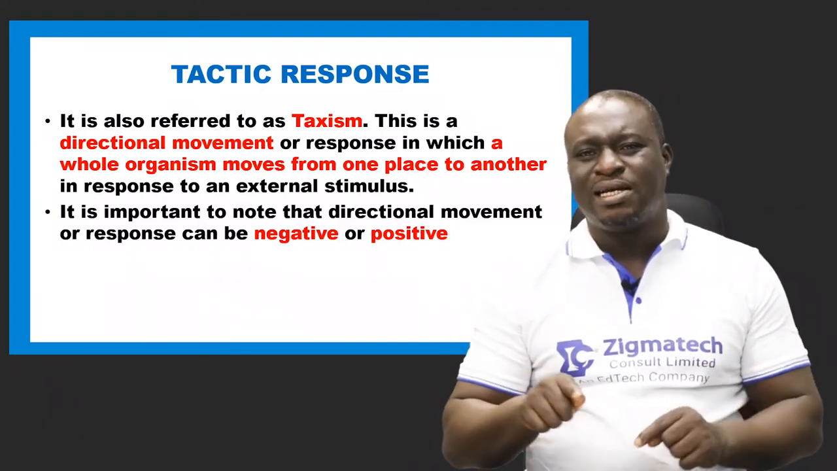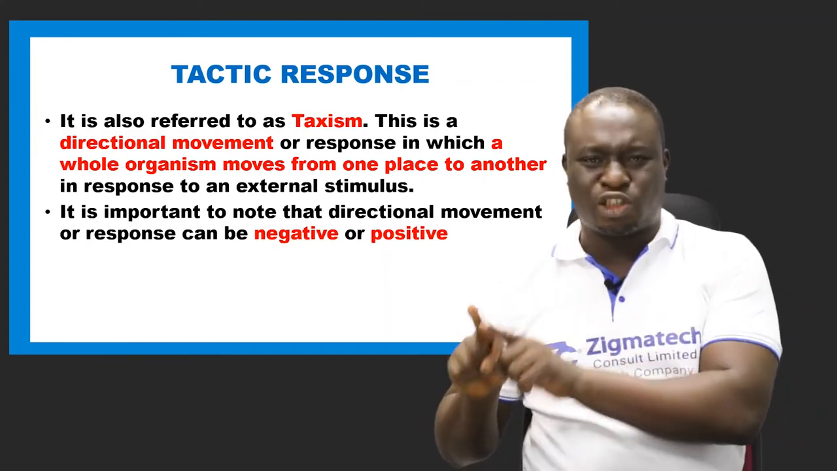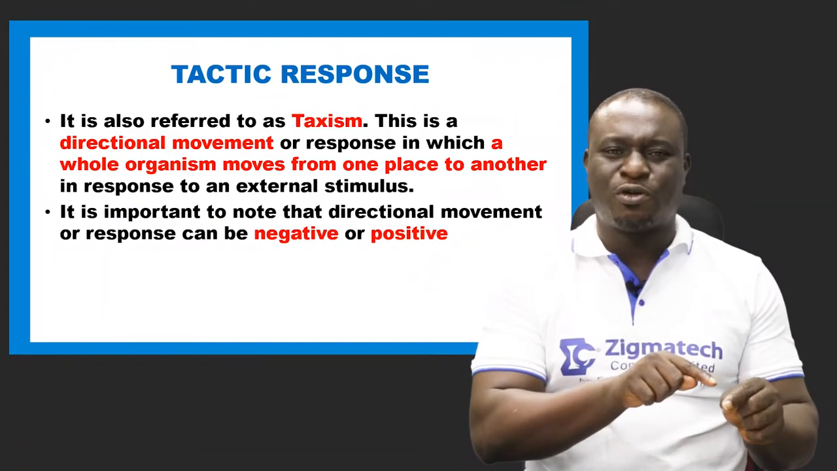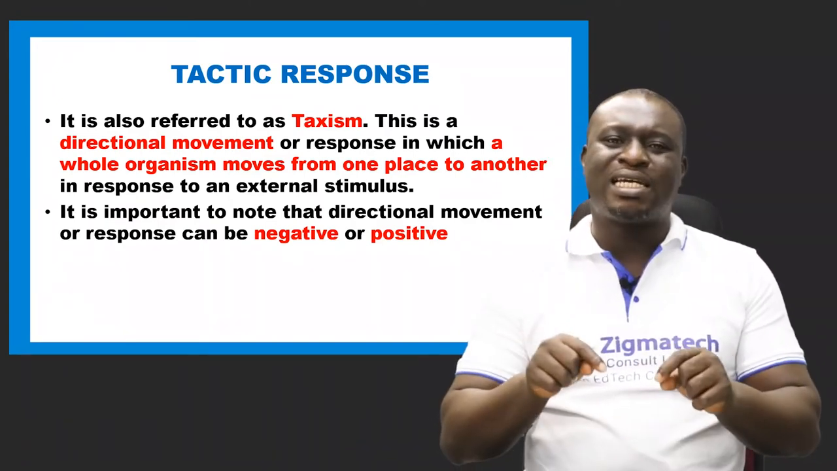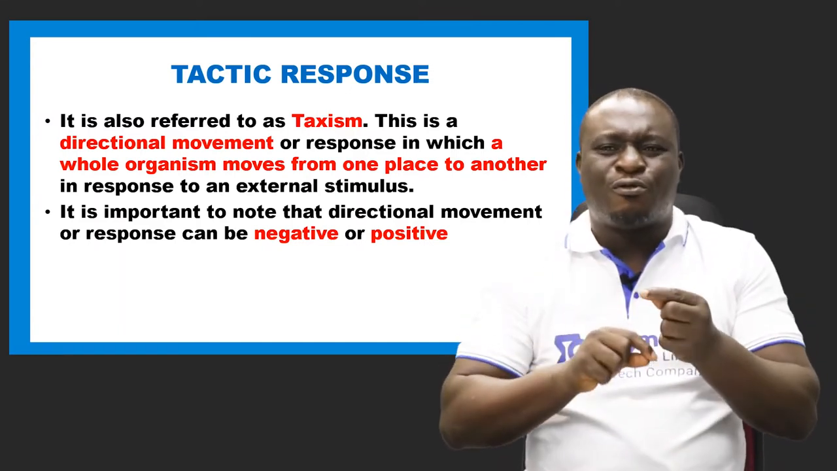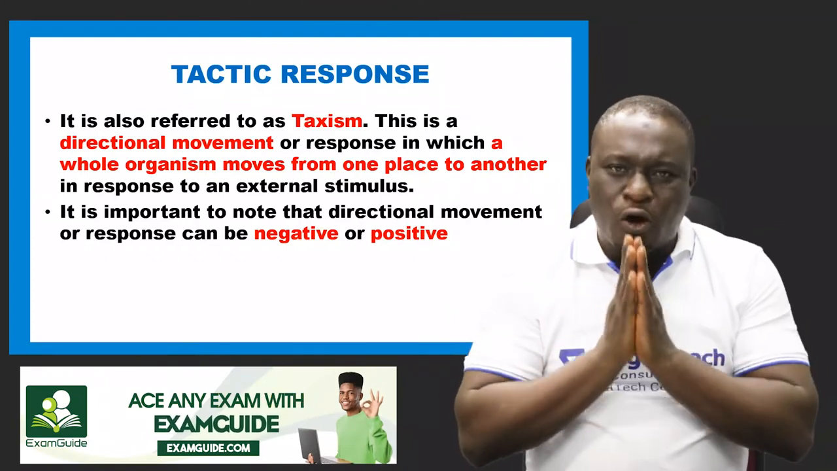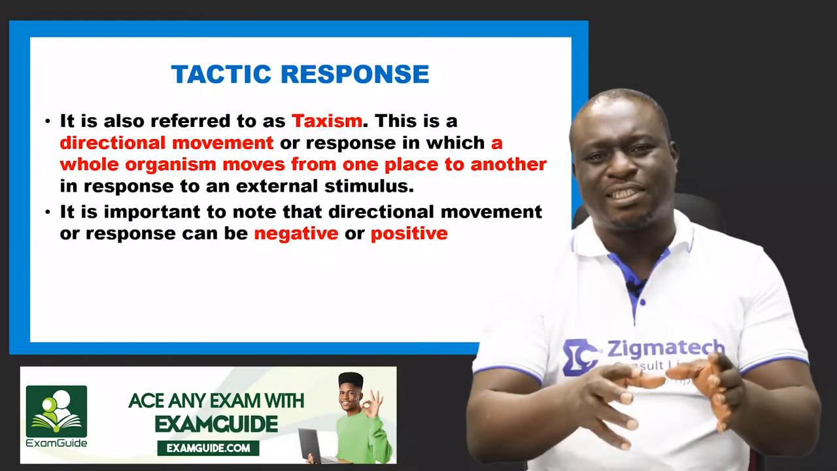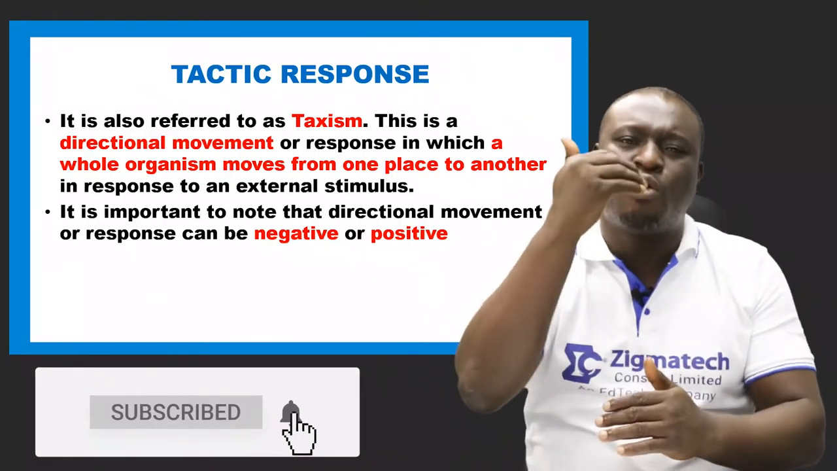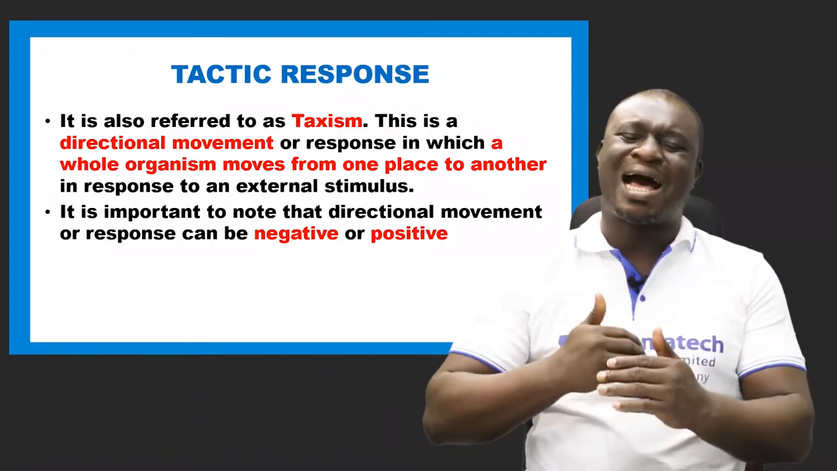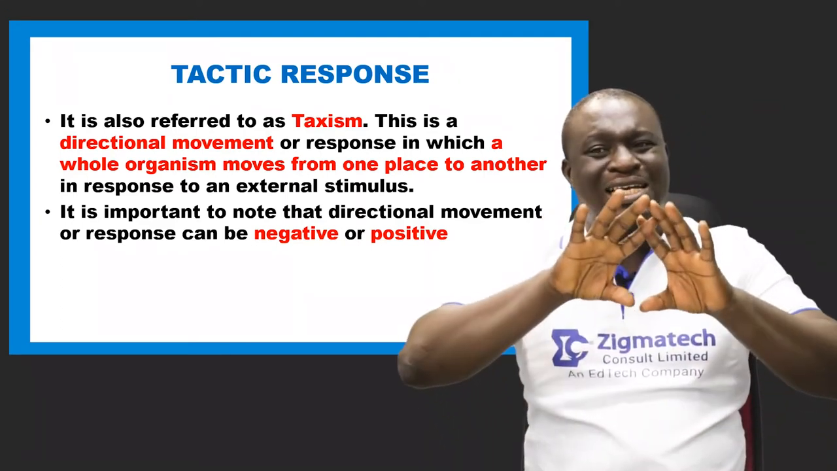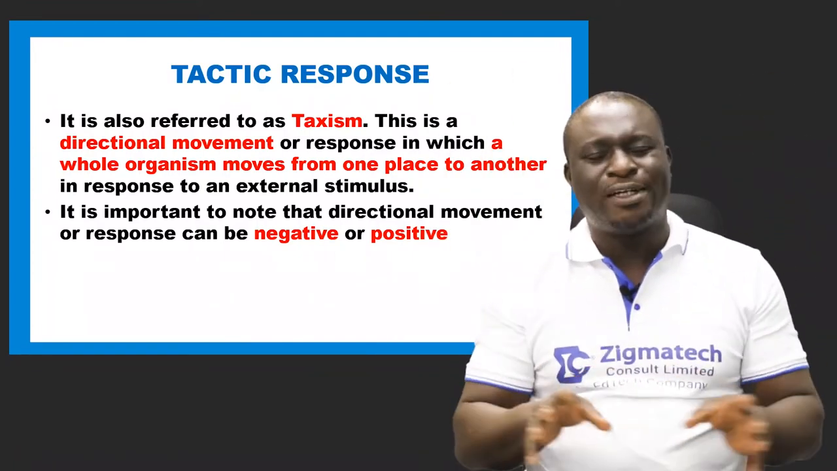Now, since we say that taxism is a directional response, it means that it can be either positive or negative. So we have positive response and we have negative response. When do we say a response is negative? When the organism is moving away from an external stimulus. But when an organism is moving towards an external stimulus, we refer to that as a positive response. And when it is a tactic response, it involves the movement of the whole organism.